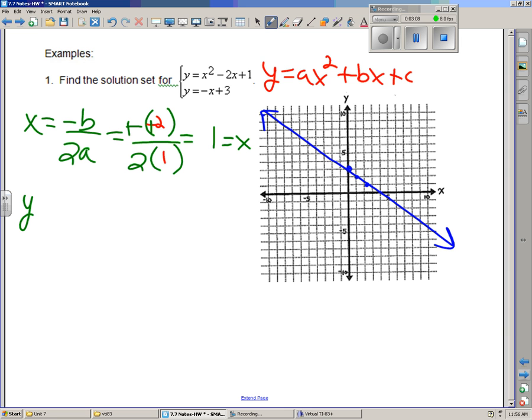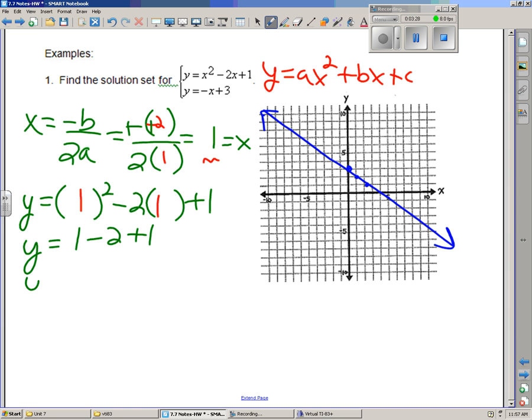To find your y-coordinate, you take the quadratic, because that's what we're graphing here, x squared minus 2x plus 1, and you substitute in what the x is, which means 1's go here. When this math gets done, you get y equals 1 squared, which is 1, minus 2 plus 1. 1 minus 2 is negative 1. Negative 1 plus 1 is 0.